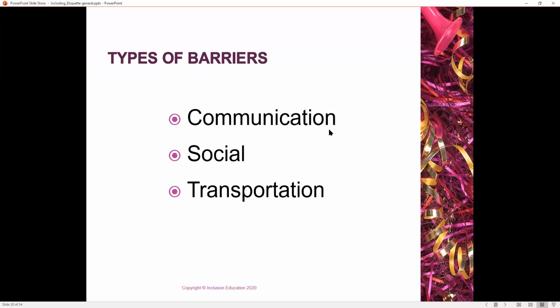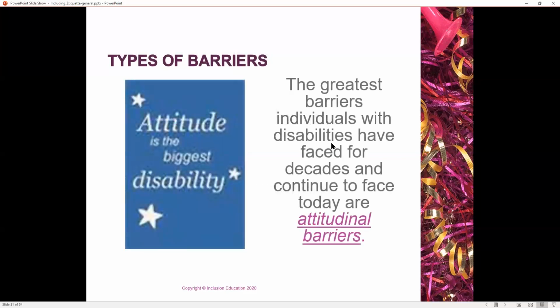Now, one of the biggest barriers, actually the biggest barrier to full participation of people with disabilities, is attitude. Attitude is the biggest disability. It is the greatest barrier. It affects so many different things. Just the attitudes that people have really can be a hindrance. Some of the ideas about attitudes would be that people have a bad stigma about people with disability. There's prejudice, there's discrimination. There's a lot of stereotyping.